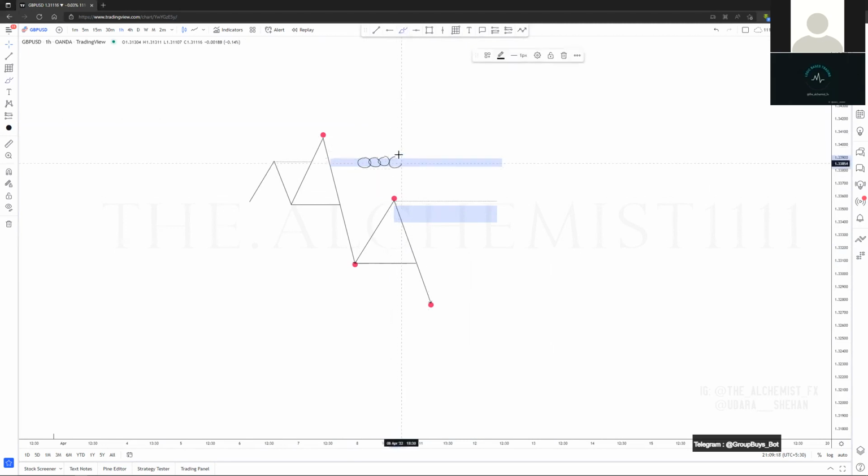Or else this could be an imbalance. This could be anything. But what makes it a high quality point of interest is the liquidity that is resting right below that. This liquidity is what's going to make this a high quality zone.